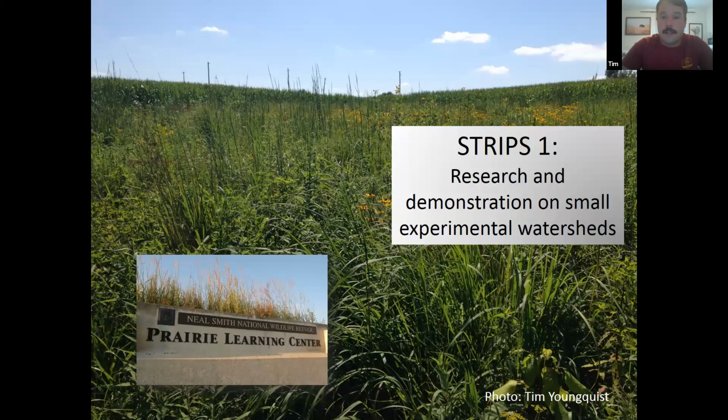So the original idea was back in about 2004 at the Neil Smith National Wildlife Refuge, which is located near Prairie City, Iowa. It's actually the largest prairie reconstruction in the United States. They have a small amount of agricultural land where they farm corn and soybeans. And on those small agricultural catchments, what the STRIPS team did was install prairie in a variety of different ways, and then heavily instrumented those watersheds with all kinds of scientific monitoring equipment.